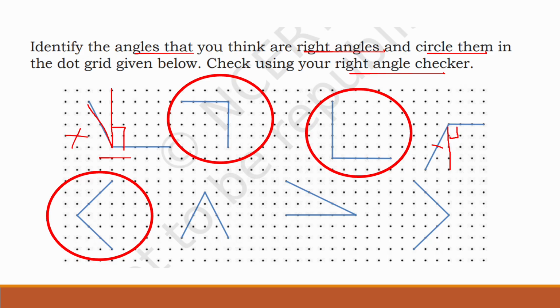The next one is a right angle. Then this is not a right angle. Okay. Then this is also not a right angle. Next one. The last one is a right angle. It is an L-shaped angle.